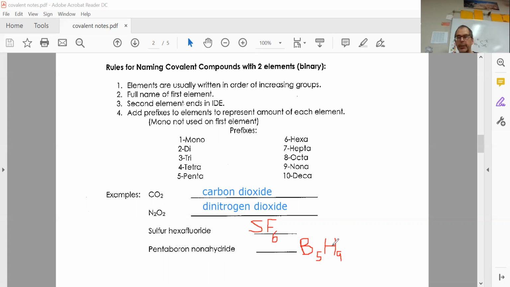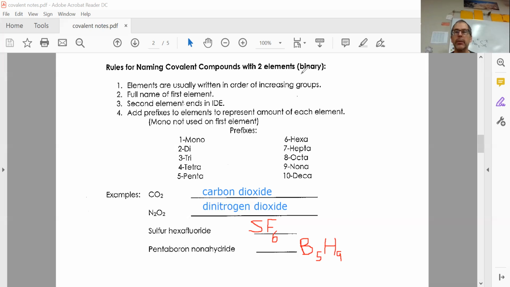Maybe we'll go to the other sheet and just do one more example of either formula to name or name to formula. But something to note here, if you start seeing dis and tris and tetras and things, you know it's a covalent substance because the ionic ones don't have that. Okay, so that helps you identify what it is. Another thing is, with the exception of ammonium, if you start with a metal, you're going to have an ionic substance. But all these start with a non-metal, so right there you're thinking of a covalent thing, because ultimately we're going to mix up the covalent and ionic. We're not there quite yet.